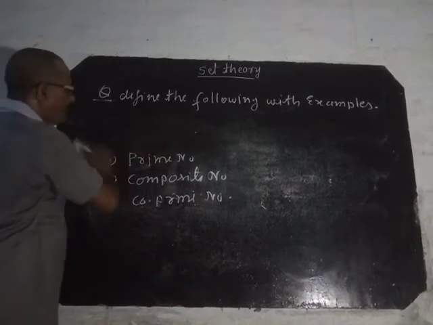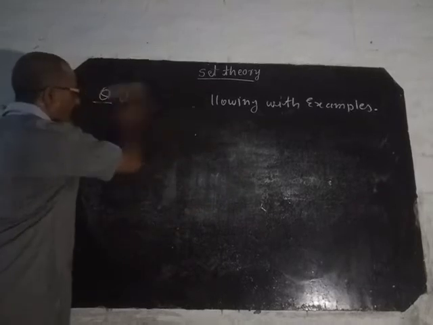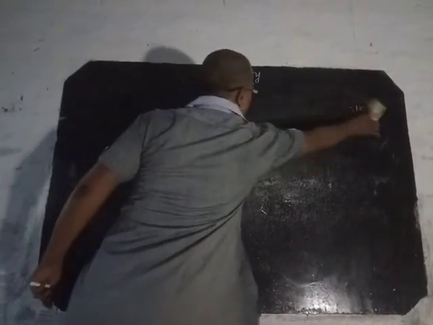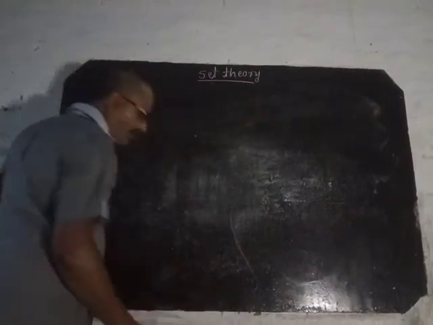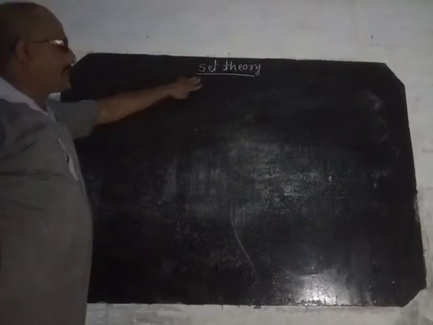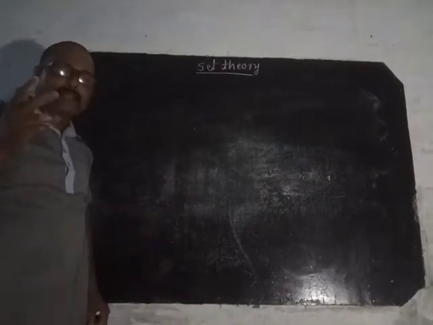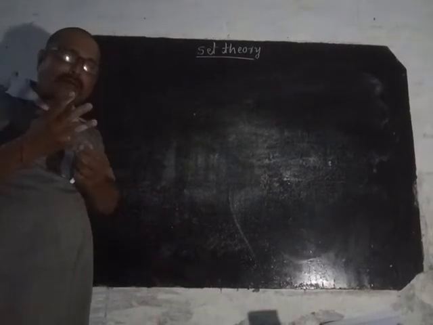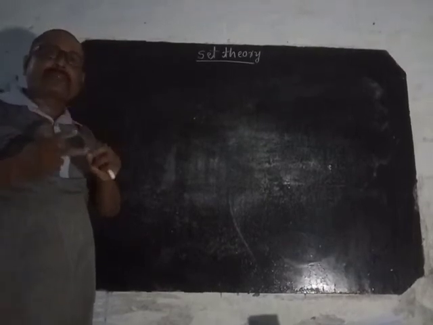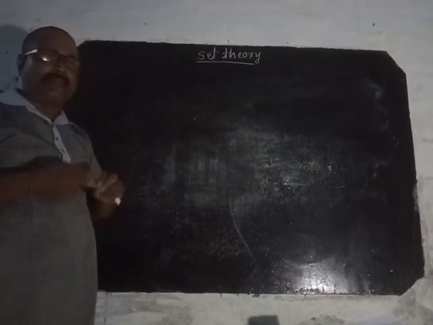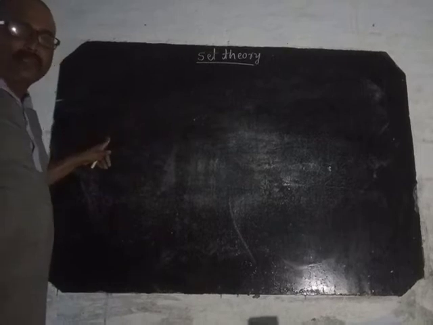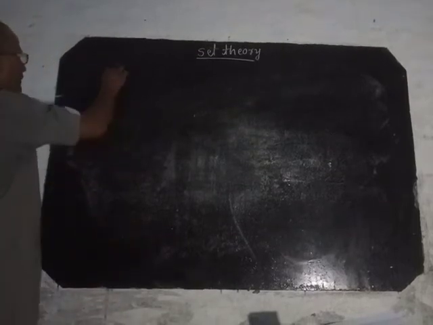Now I am moving towards our chapter, set theory. I had explained what is a set, representation of a set, and ways of writing a set. I have given two ways of writing a set: roster form or tabular form, and second, set builder or rule method. And I have given some questions also. Now, types of set.